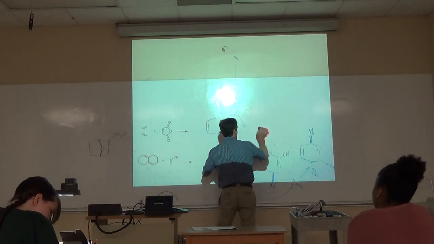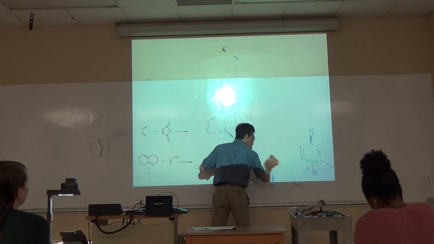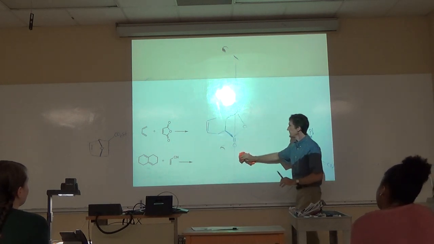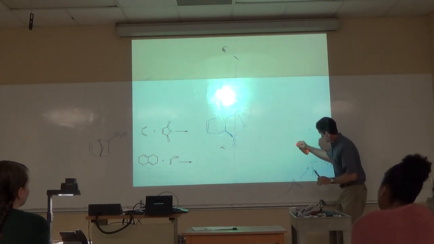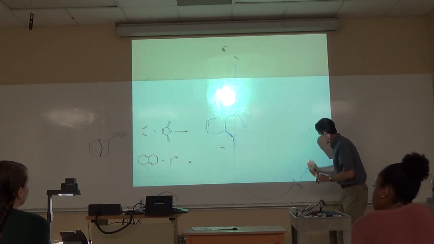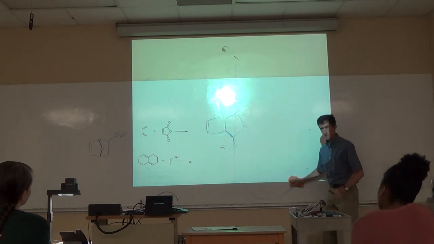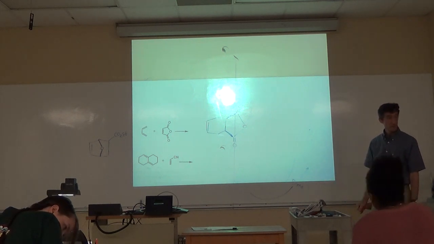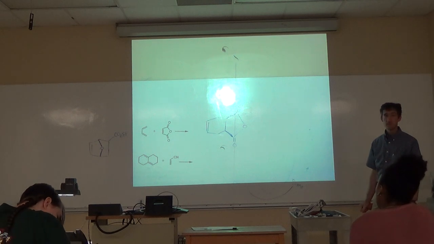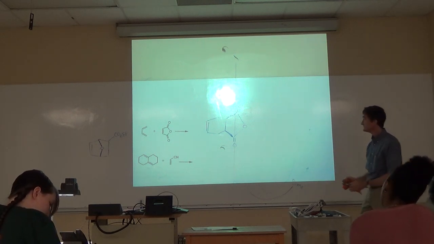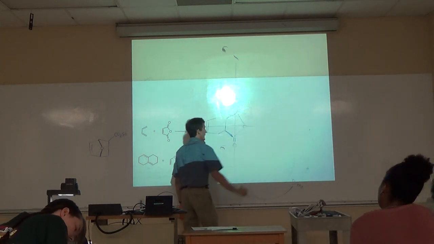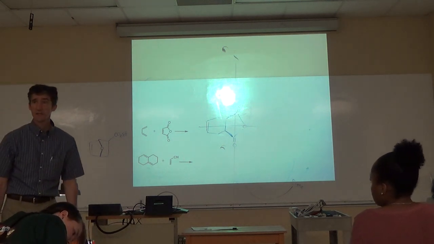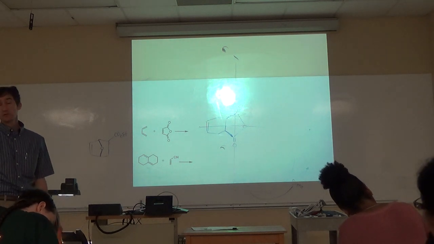Is that it? Anything else? Do we need to show anything else here? Yeah, you can show lone pairs. Anything else we need to show? Plus an enantiomer? Janelle? Plus an enantiomer? No. Does the compound have an enantiomer? No, it does not. So you would not say plus an enantiomer. You just made a product that's not chiral.